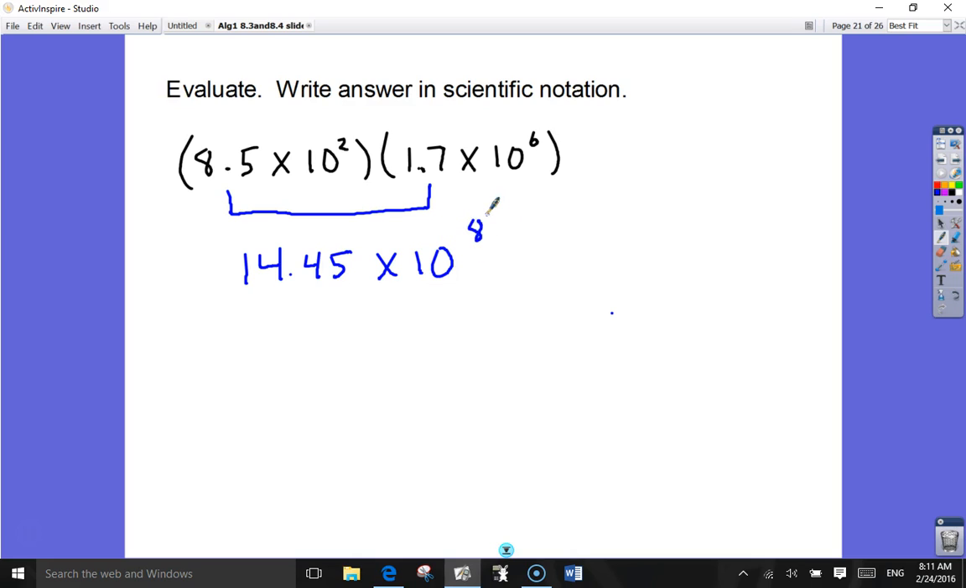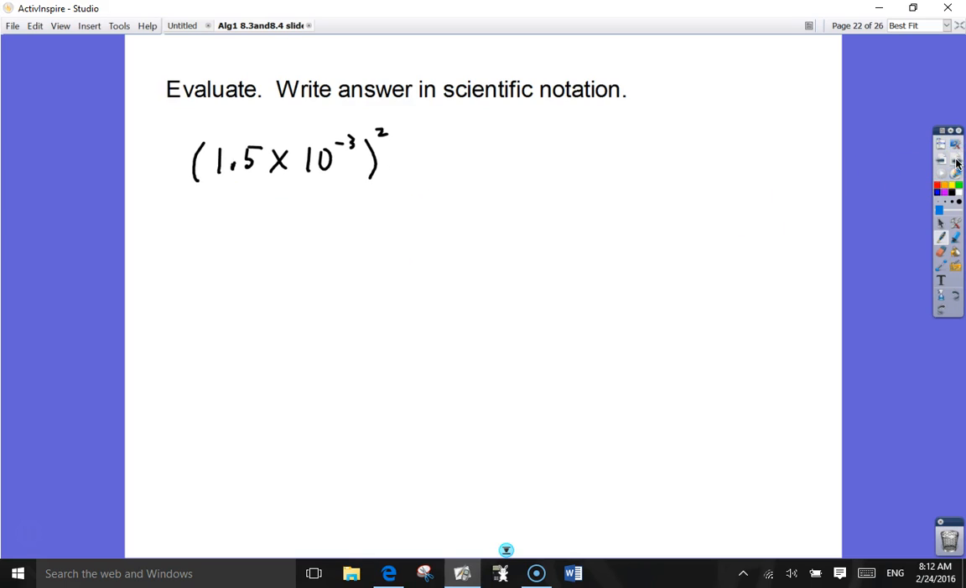Right, and now to get our mantissa, what's called the first number, to be between 1 and 10, I need to move the decimal place over. Okay, so if I move this over to make it 1.445, what does that do to the exponent? It goes up, right? I made that 14 smaller by making it 1.4, so I have to make the exponent bigger. Okay, evaluate.